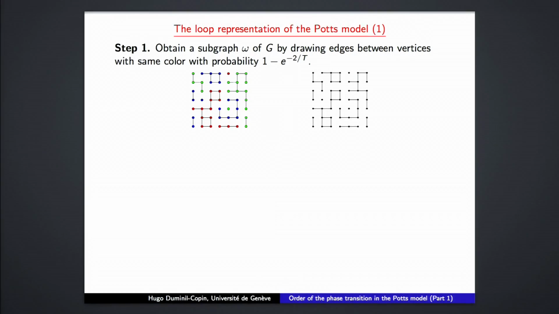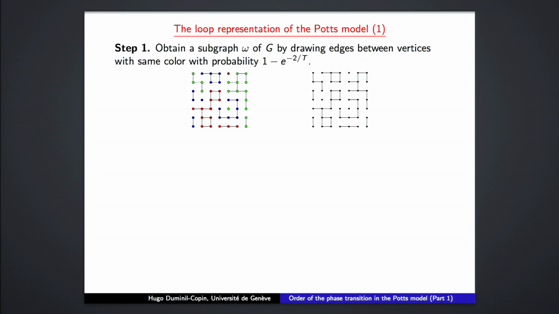So step one, you start from your random coloring. So take a coloring. And between two vertices which have the same color, toss a coin. And with probability 1 minus e to the minus 2 over t, just add the edge. And with probability e to the minus 2 over t, you do not add the edge. You never add an edge between two vertices which do not have the same color. So around every edge, you check whether you add it or not.